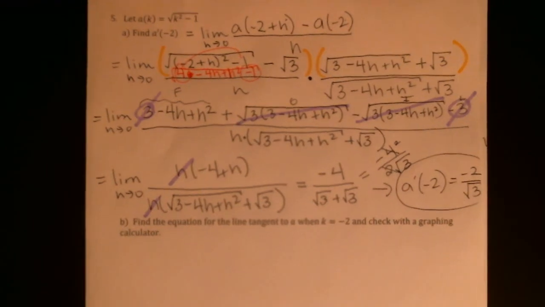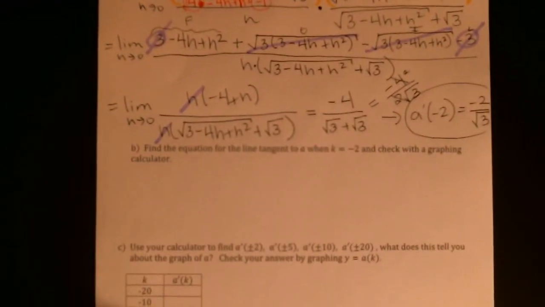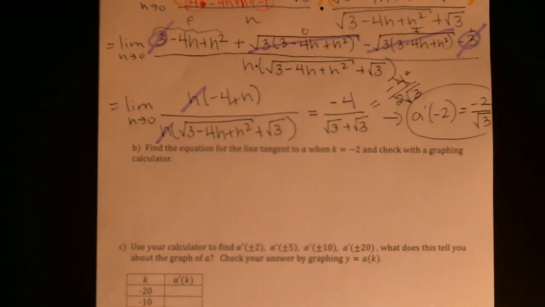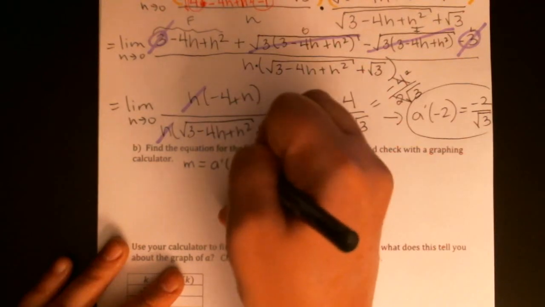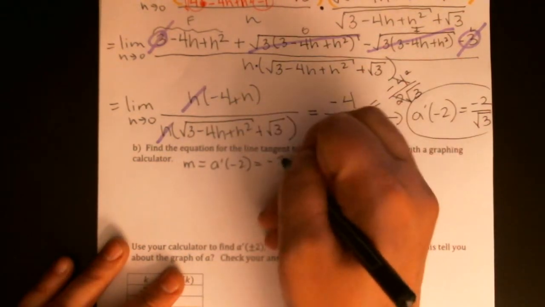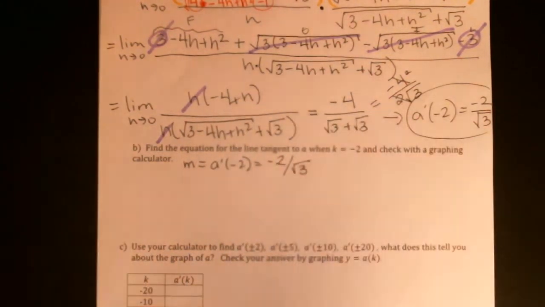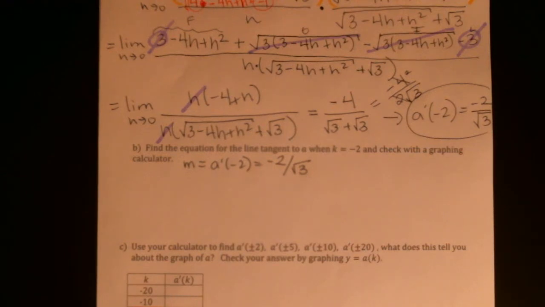Okay, so now that we've done the big part, part A, I would like to look at part B. And let's see what's going on here. Find the equation for the tangent line to A when k equals negative 2. Okay, so we already know the slope. The slope is a prime of negative 2, which is negative 2 over the square root of 3. So if you're asked for the slope of the tangent line at k equals negative 2, that's the exact same thing as being asked for a prime of negative 2.